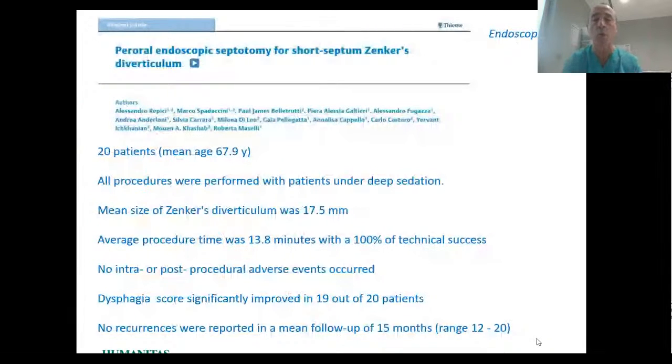We were the first to publish in endoscopy the largest number of patients prospectively followed for this technique, the POES, and we had 20 patients, 100% technical success, no adverse event, 19 out of 20 patients doing extremely well after more than 1 year of follow-up.